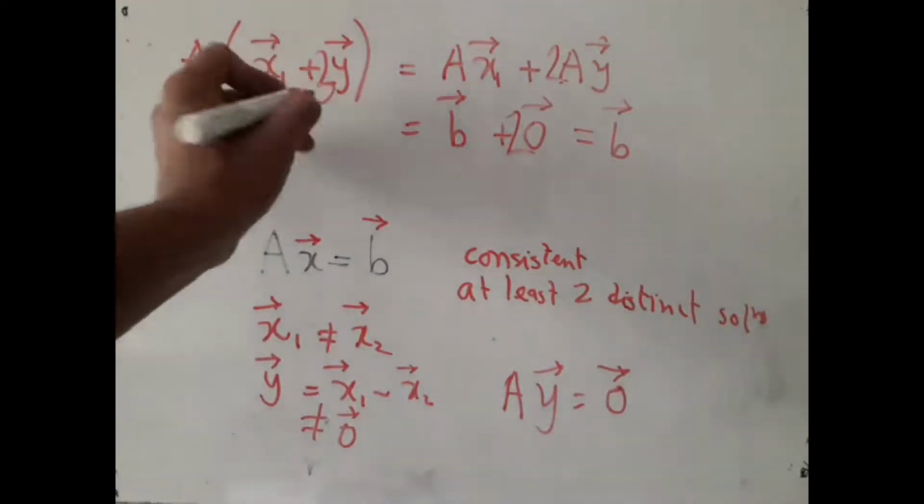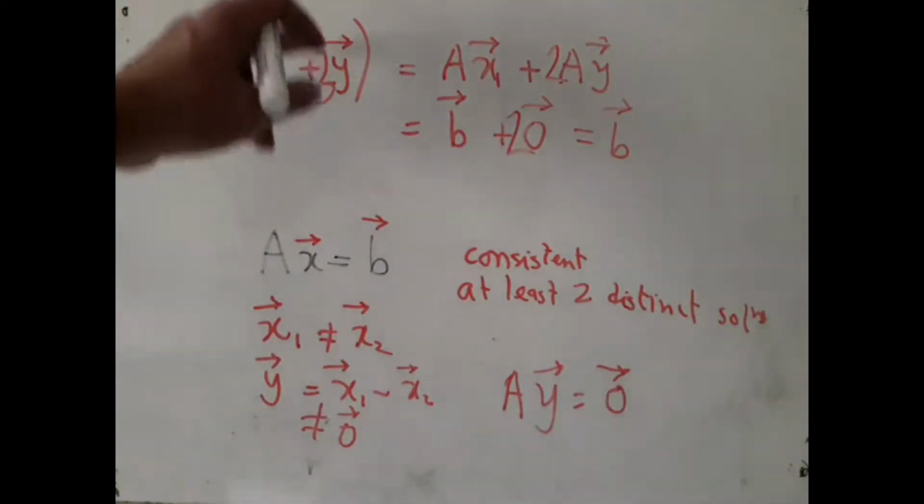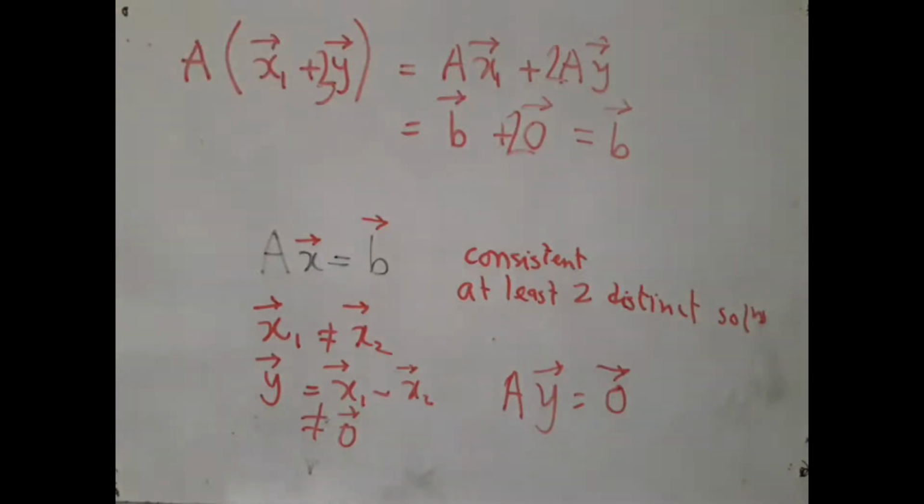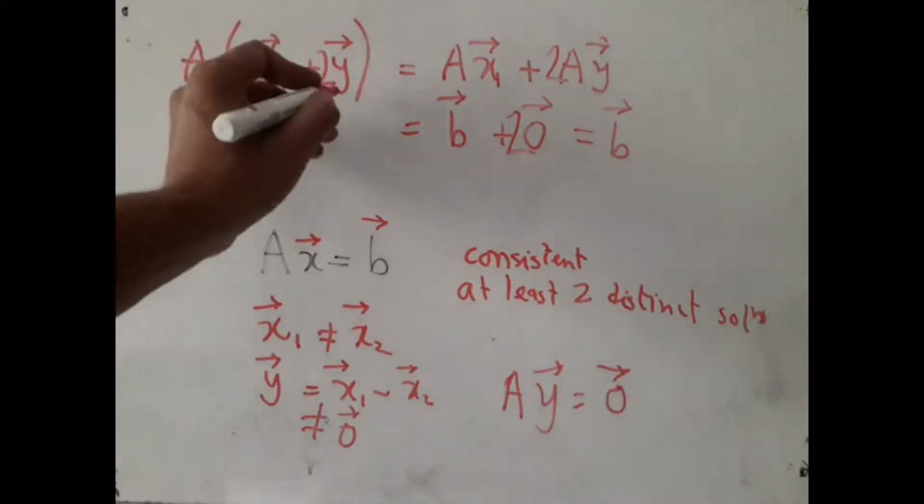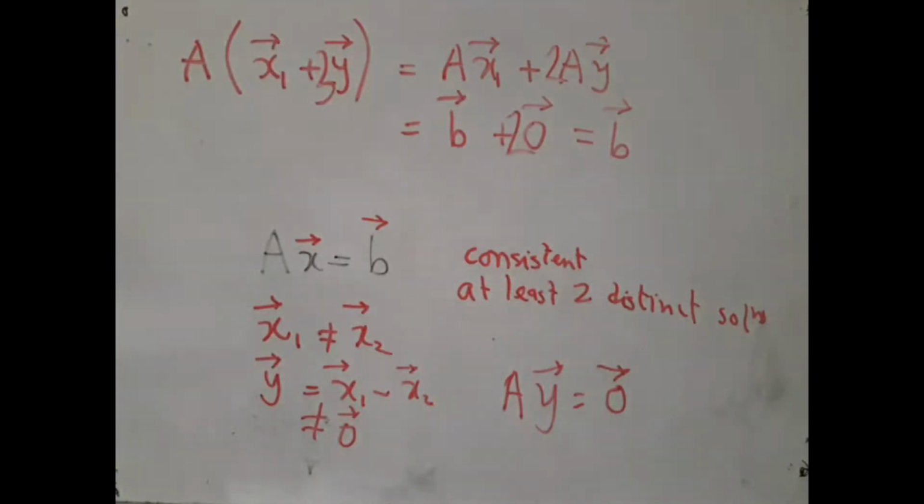I can make it 3, that is another solution. I can make it any constant whatsoever and I will get a solution. So there are uncountably, infinitely many solutions that I can create. And remember, they are all distinct because y is a non-zero vector. So I have shown that if a system has got at least two solutions, it must have infinitely many solutions.